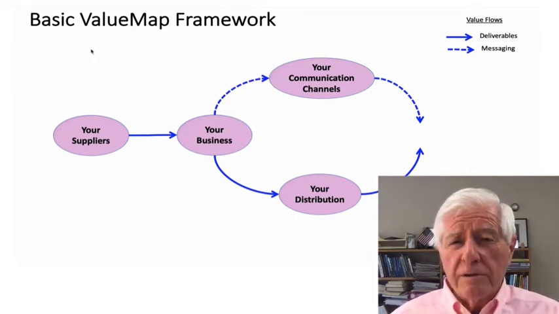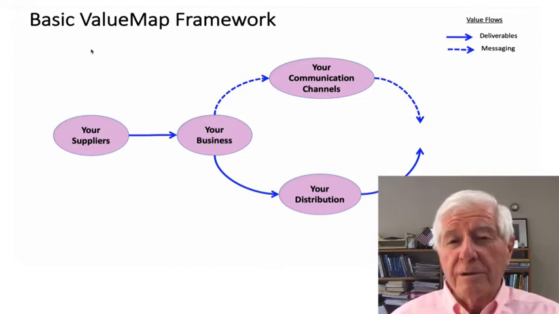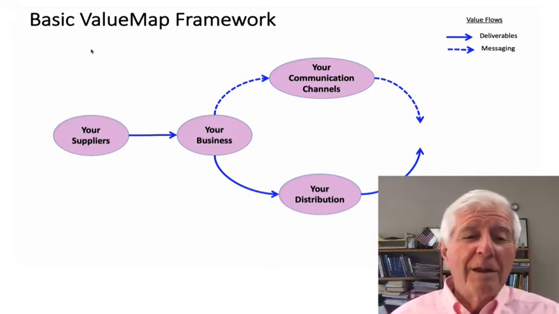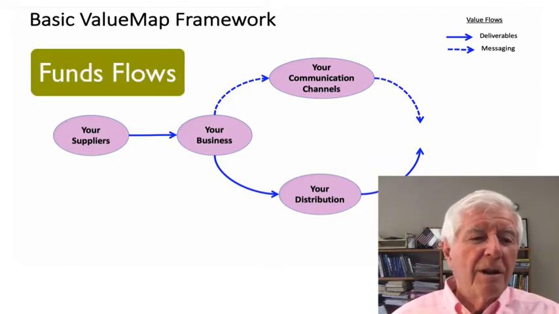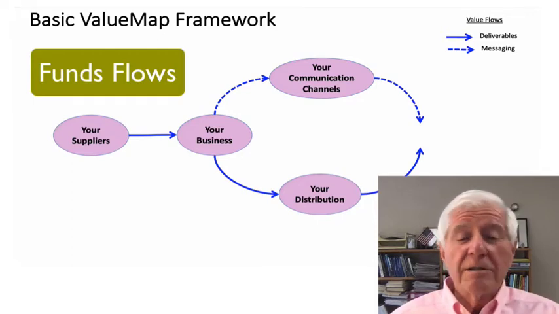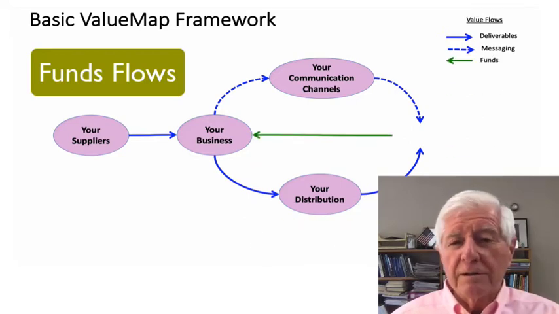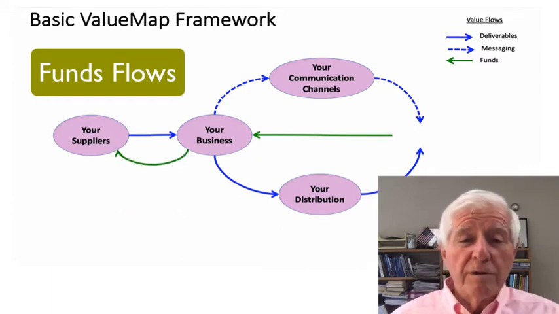Next, we come to funds flows. Usually when a business delivers value to a customer, it gets paid, right? Those payments can take various forms, such as cash, checks, credit cards, electronic deposits to bank accounts, or even these days in cryptocurrencies like bitcoins. You will be showing those flows in green like this. And of course, you will be paying your suppliers as well.